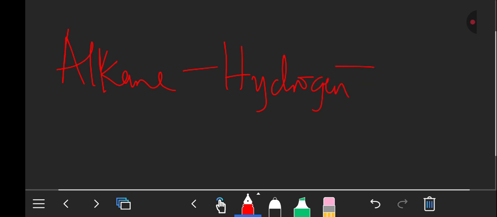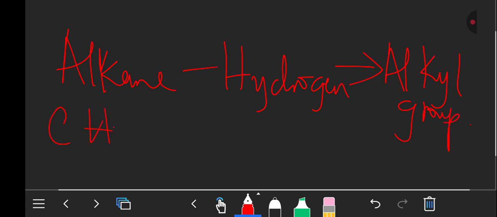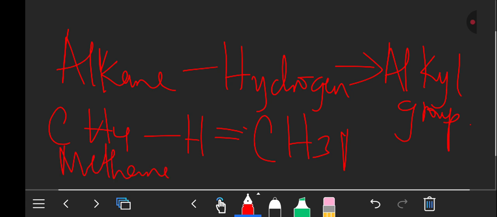Now what happens if we get to remove one hydrogen from an alkane? So when you remove one hydrogen from an alkane, what I get to have is actually an alkyl group. Let me give an example. Let's say you have methane CH4 minus one hydrogen. So what I'll get is CH3, right? The hydrogens remain 3. So it was an alkane, which is methane, but it has turned into an alkyl, so it will be methyl like that.